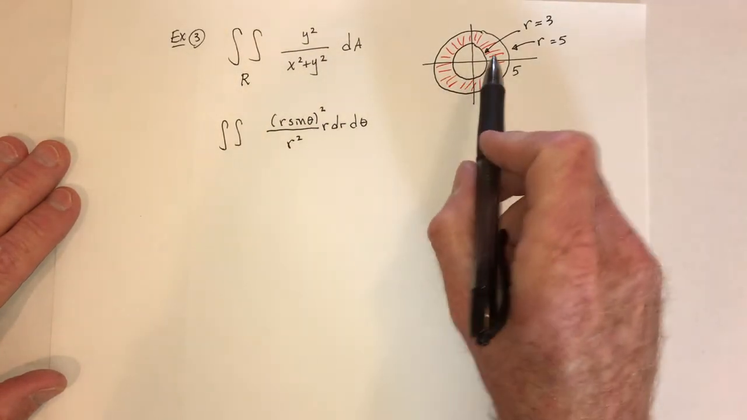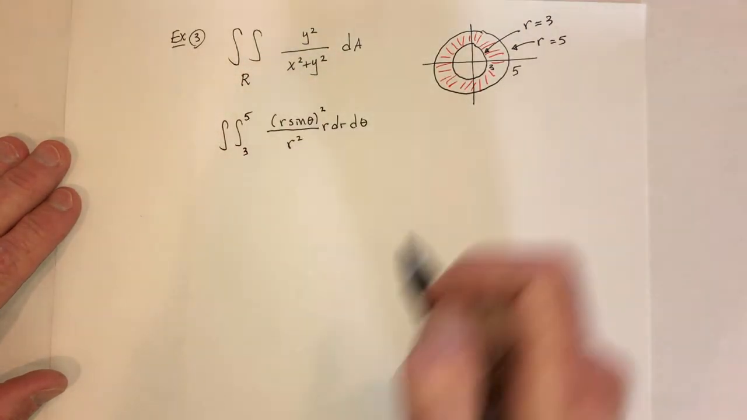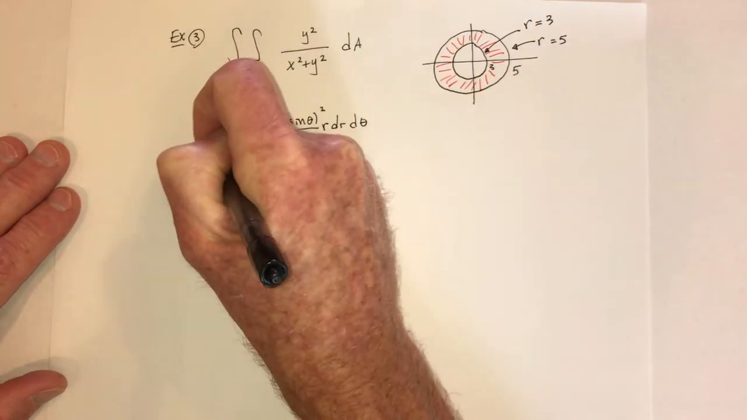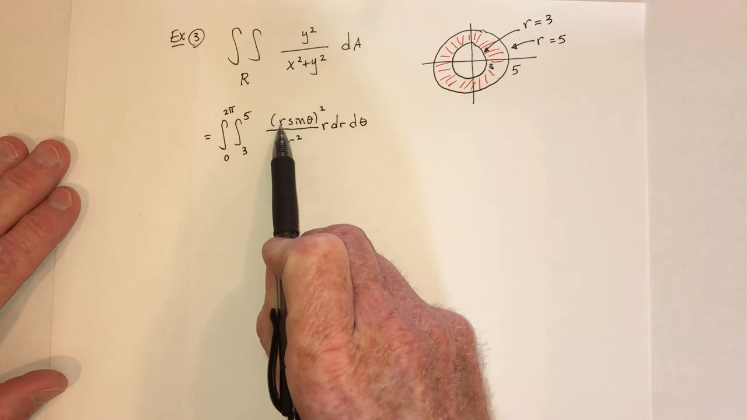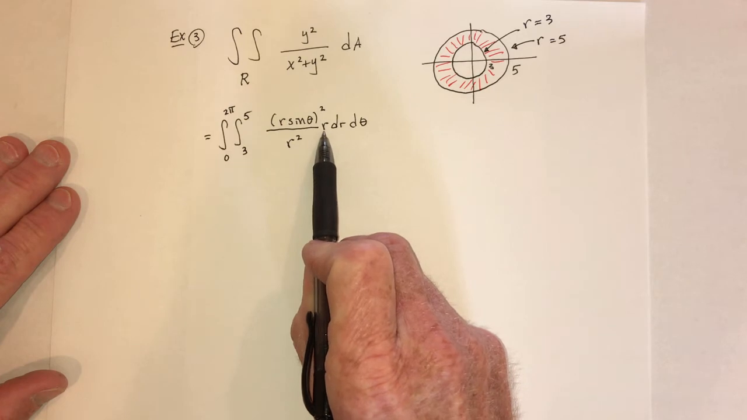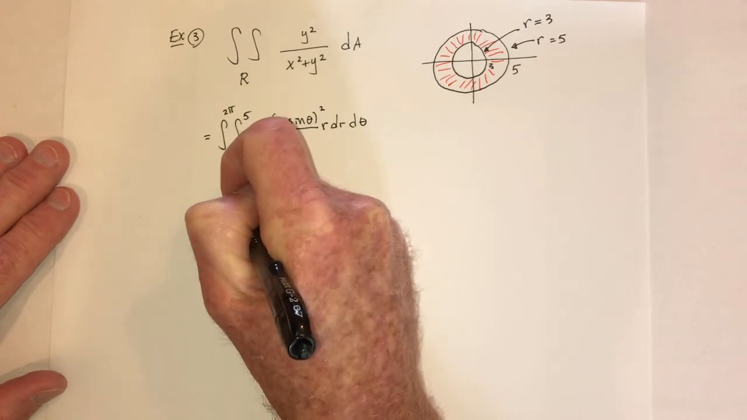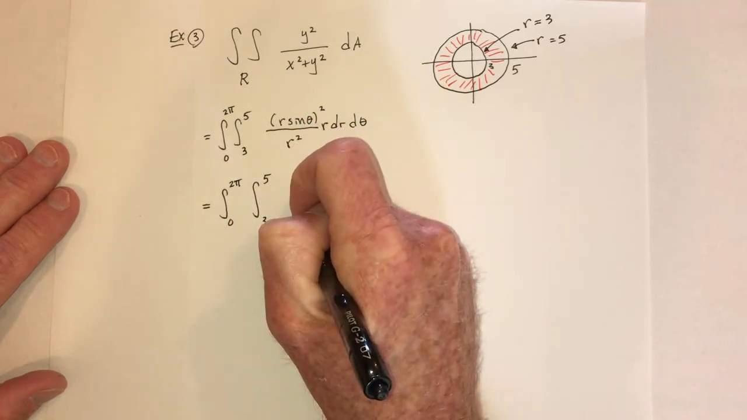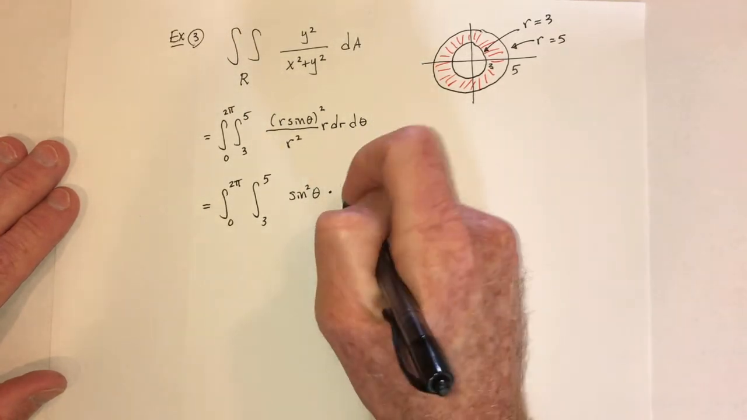So the limits for r are going to be from 3 to 5. And because it goes all the way around the circle, that means the angle is going to be 0 to 2 pi. So this is going to have an r squared, which is going to cancel this r squared. So all that remains is this r. So there is a sine squared of theta, and then there's just this single r.